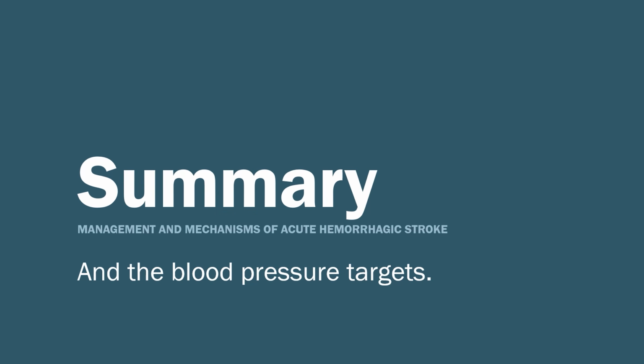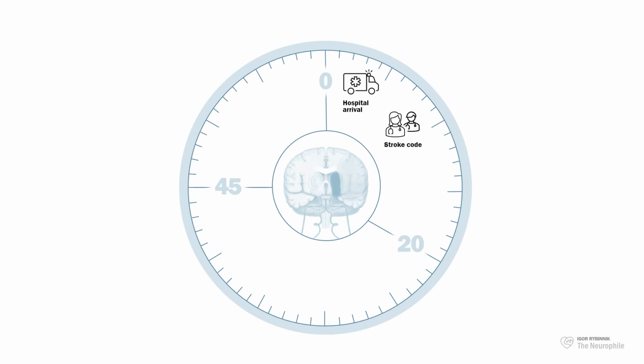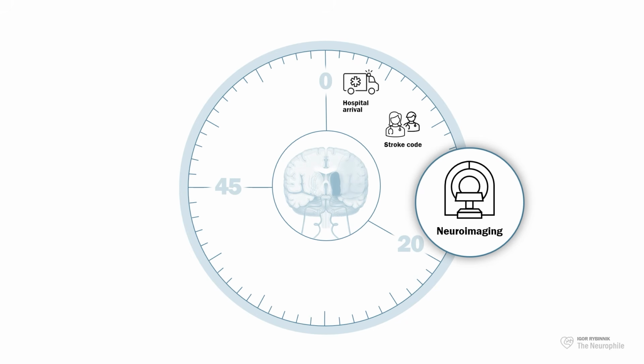Congrats, we've come to the end of this talk. You made it. All that's left is to summarize the management and mechanisms of acute hemorrhagic stroke. A patient presents within 24 hours of their last known well time with acute focal neurological deficits. Activate a stroke code. Keep in mind, acute focal neurological deficits with symptoms of elevated intracranial pressure, like headache, lethargy, confusion, might suggest a hemorrhage. But that's almost a moot point because you'll need imaging to differentiate between ischemia and hemorrhage anyway.